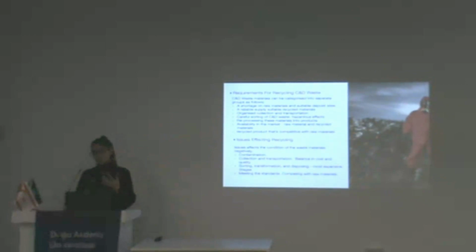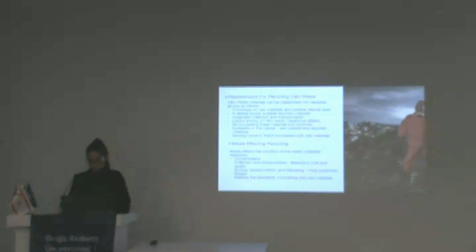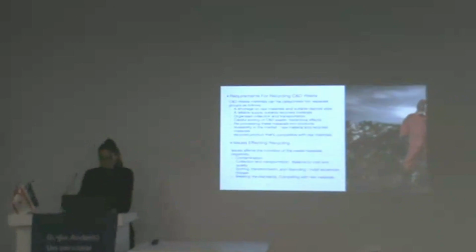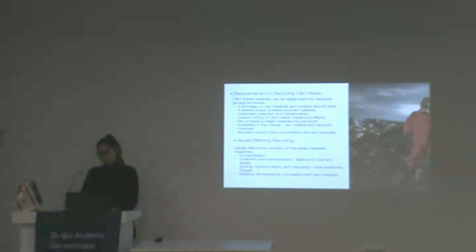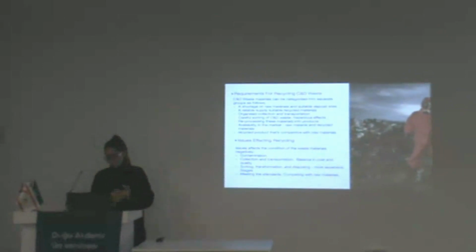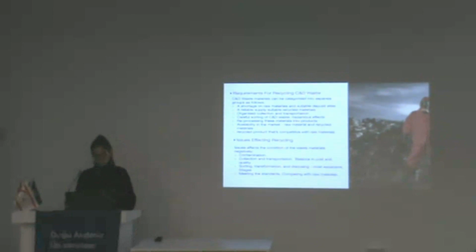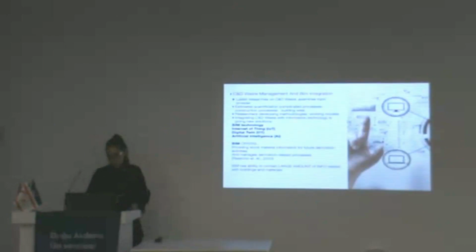But how can we direct people or the constructors onto that road so that they will choose these materials, like recycled materials? And the factors affecting recycling are first contamination, then collection and transportation, sorting, transformation of the material and disposing, which is the most expensive stage of it, and meeting standards, like competing with the raw materials.